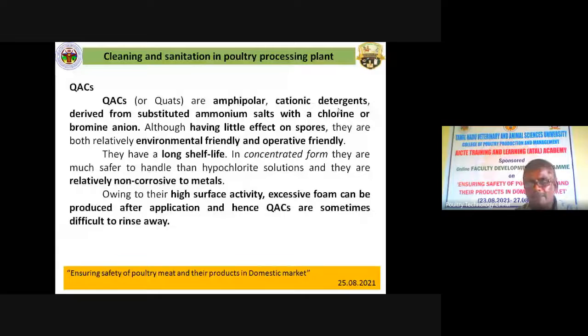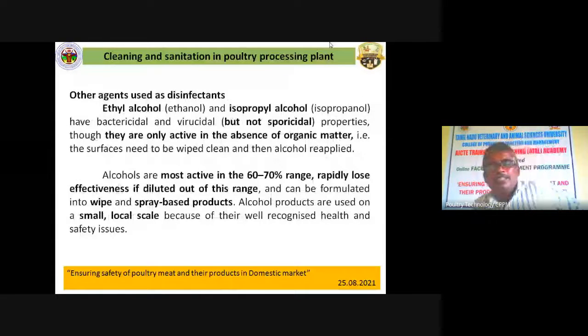Because of their high surface activity, these quaternary ammonium compounds form excessive foam on the surface. Hence, it is very difficult to rinse the quaternary ammonium compounds after application. Then other agents that are used as disinfectants are ethyl alcohol and isopropyl alcohol. They also have good bactericidal and virucidal properties. However, they don't possess sporicidal properties.